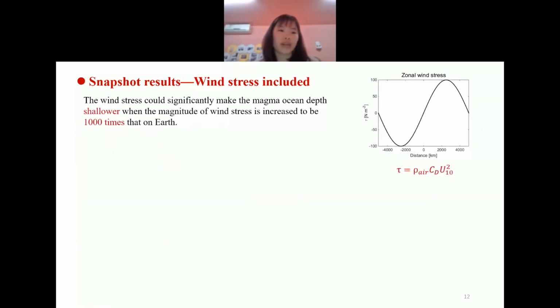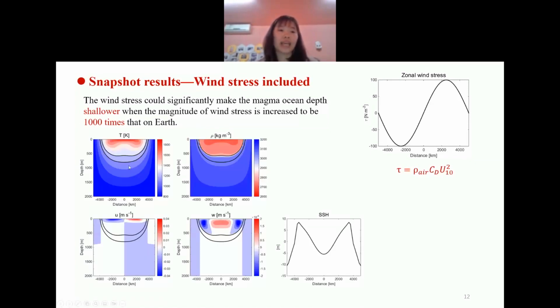We also did a sensitivity experiment, and it shows that the wind stress could significantly affect the magma ocean depth when its magnitude is increased further, for example by a factor of 10. At that point, we can see that the magma ocean depth is obviously shallower. This is because the upwelling motion near the substellar point, induced by the divergence of wind stress at the surface, is stronger, so its effect is more evident.